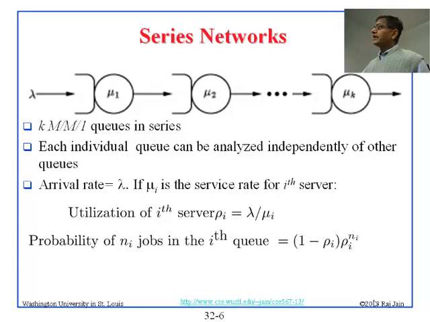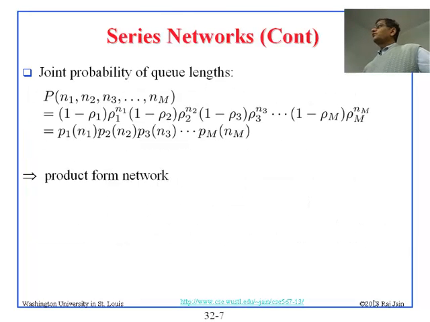And so the utilization of the ith server is simply lambda upon mu_i. And the probability of n_i jobs in that queue is given by the M/M/1 queue formula, (1 - rho_i) times rho_i raised to n_i, where n_i is the number of jobs in this queue. In this case, n_1, n_2 would be the number of jobs in this queue, and n_k would be the number of jobs in that queue. So you could analyze all that. And if somebody asks you for the combined probability, what is the probability that there are n_1 jobs in the first queue, n_2 jobs in the second queue, n_3 jobs in the third queue, and n_m jobs in the last queue? You can write the probability because they're just independent and the whole thing will multiply together.